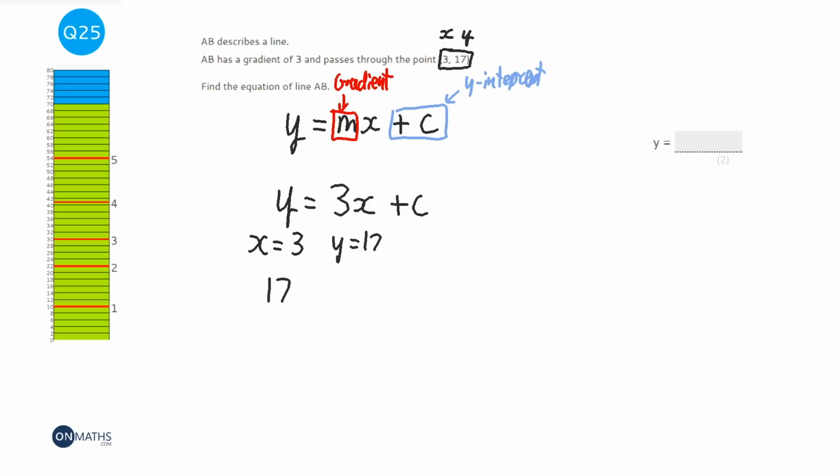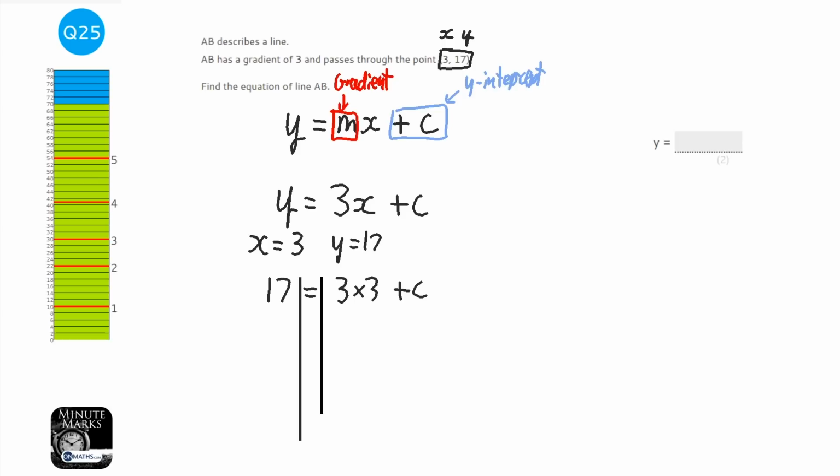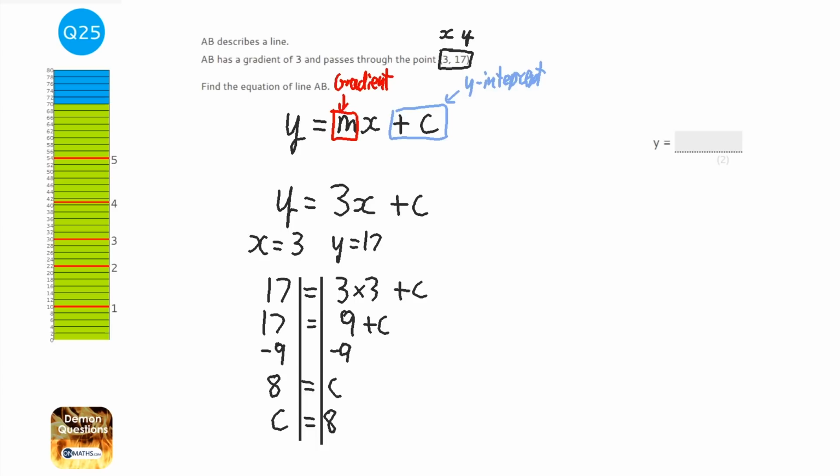So it's going to be 17 equals 3 times 3 plus c. And I'm going to put my lines in so that I can solve it. So that's 17 equals 9 plus c. And we're going to take away 9 from both sides. So it's going to be 8 equals c, or just c equals 8. So looking back at this formula we had earlier, we had m but we didn't have c. Well, we now have c, which is 8. So it's y equals 3x plus 8.